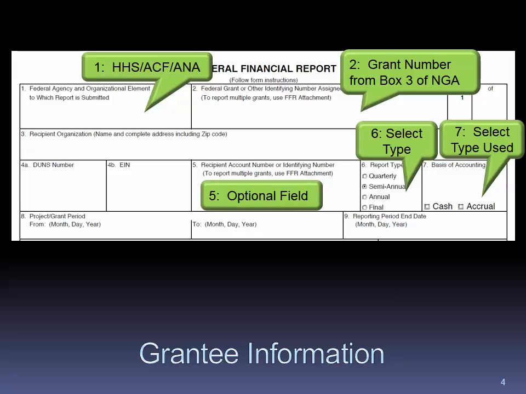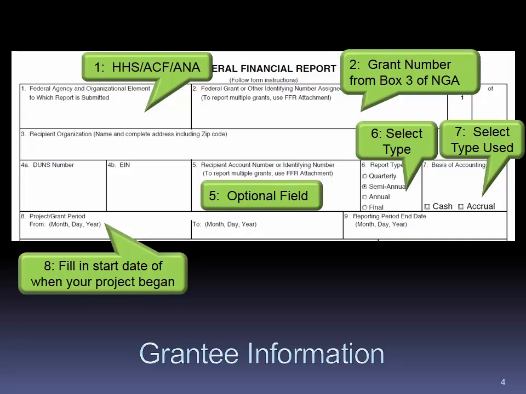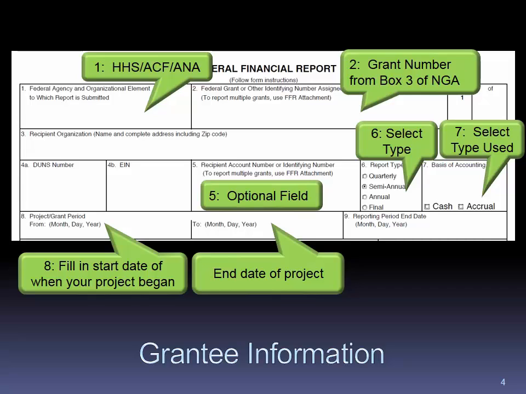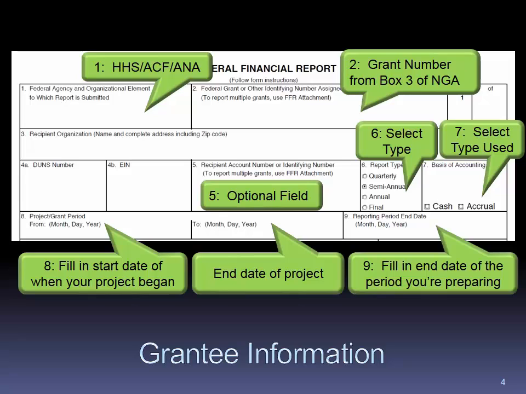In general, cash basis refers to the accounting method in which expenses are recorded when they're paid. Accrual basis is when expenses are recorded when they're incurred. For box 8, this is where a lot of grantees aren't sure how to fill out correctly. What you're going to enter is the start and end date of your entire project period, and if you're not sure, it is available in box 9 of your Notice of Grant Award. In box 9 of the 425, you're going to fill in the end date of the period you're preparing.